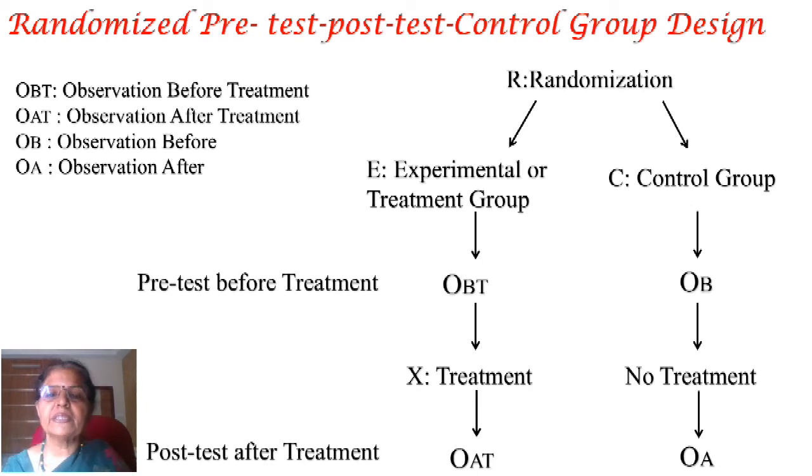Basically, there are three different categories of experimental design. They are: number one, pre-experimental; number two, quasi-experimental; and number three, true experimental. What you are seeing in the figure is a type of true experimental design, and this is called randomized pre-test, post-test, control group design. Now, don't get frightened. I will explain each of this in detail. Now let me explain the terms used here, like randomization, treatment, control, and observation with an example.